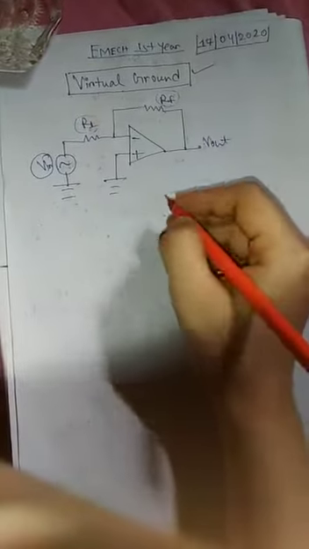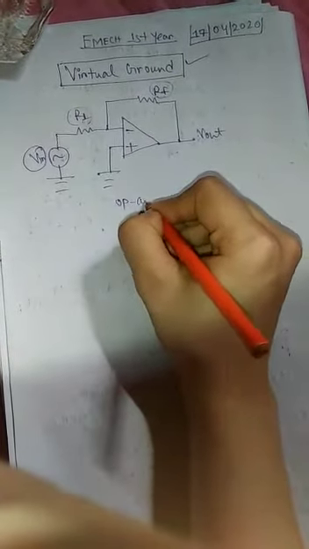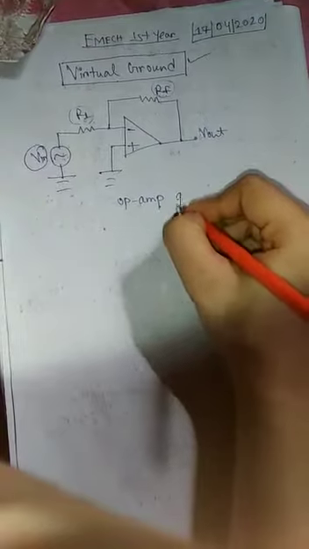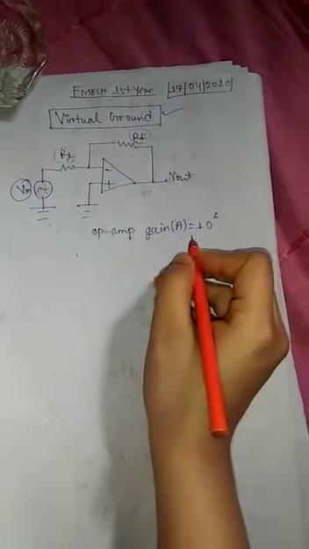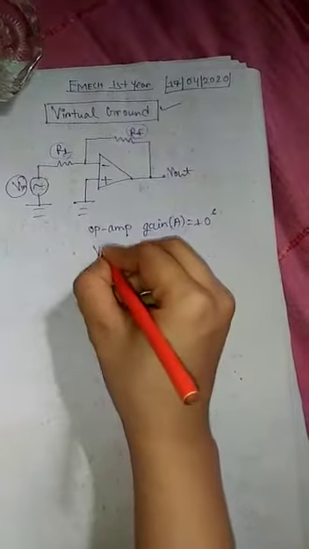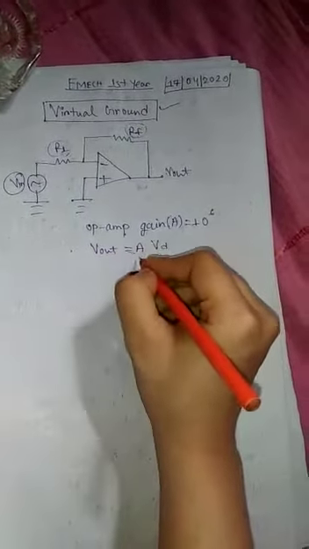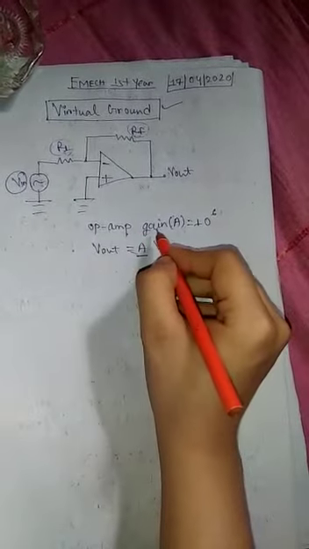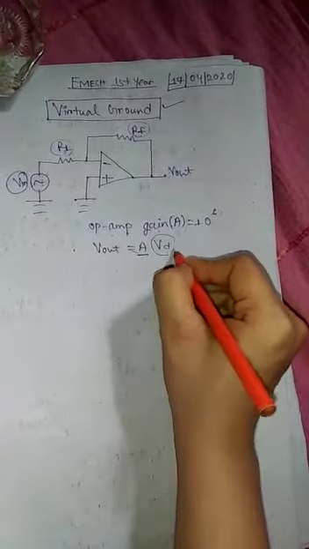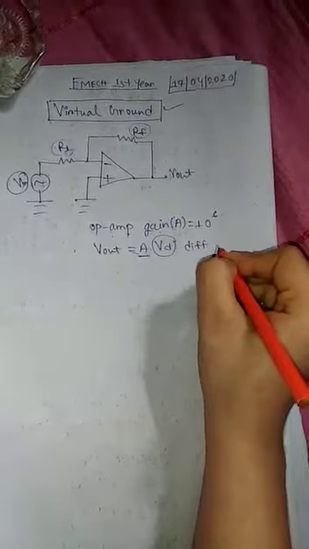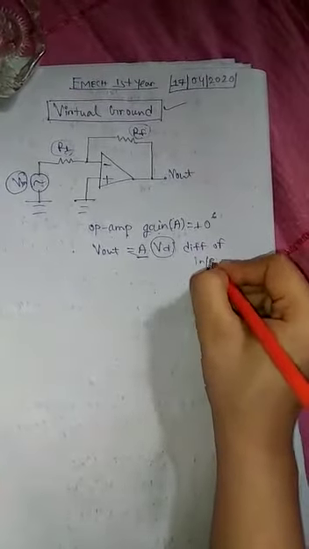Let's assume that the operational amplifier gain A is equal to 10 to the power 6. We all know that V out is equal to A into Vd. A is the operational amplifier gain and Vd is the differential of the input terminals.